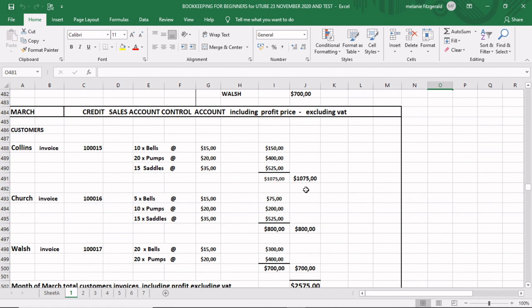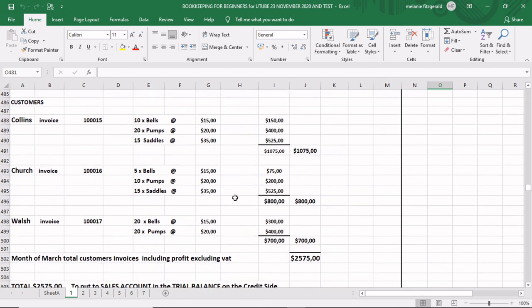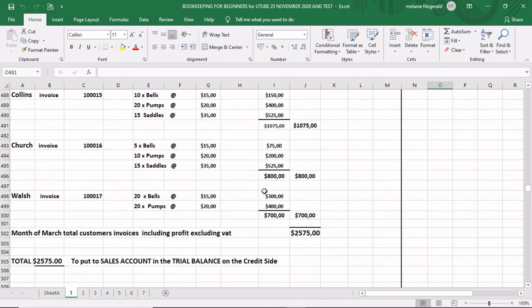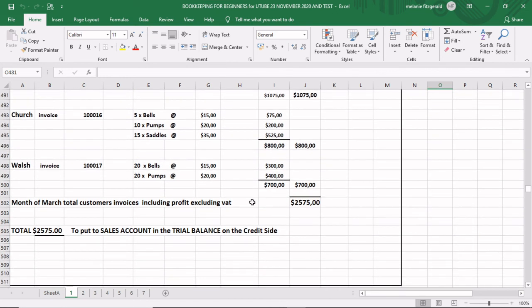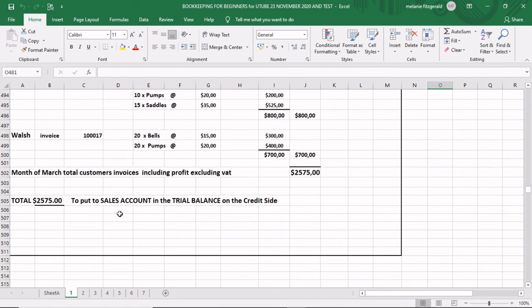The total amount he bought from us, including the profit, excluding the VAT, was $1,075 in total. And Mr. Church as well also bought the stuff, and we added up here and the same for Mr. Walsh, as you can see on the screen. So the month of March, the total customers' invoices, including the profit, once again, and excluding the VAT, is $2,575. So this total of $2,575 you put to the sales account in the trial balance on the credit side. There we're done. Lesson number 1. Okay, cool.